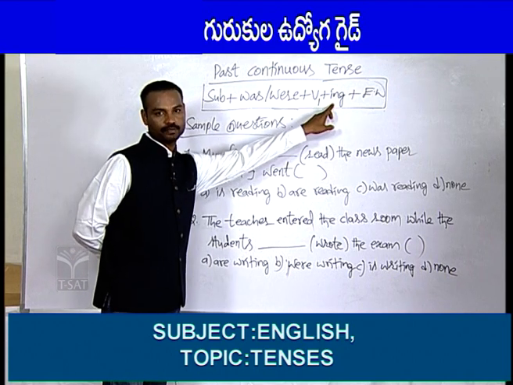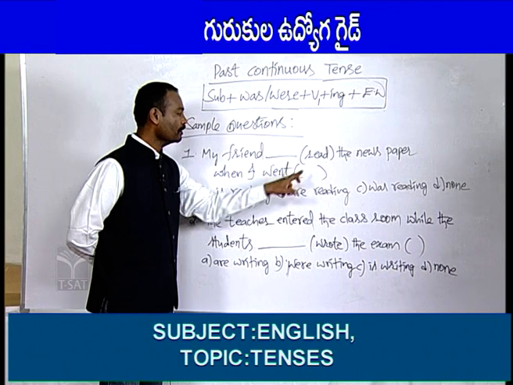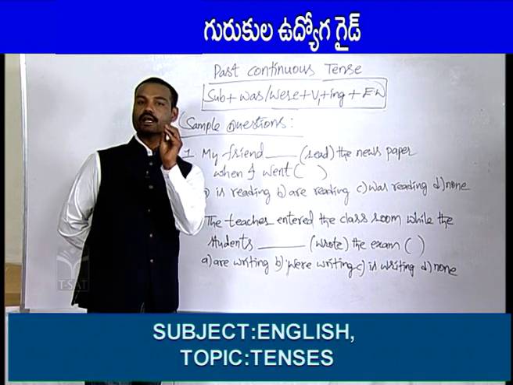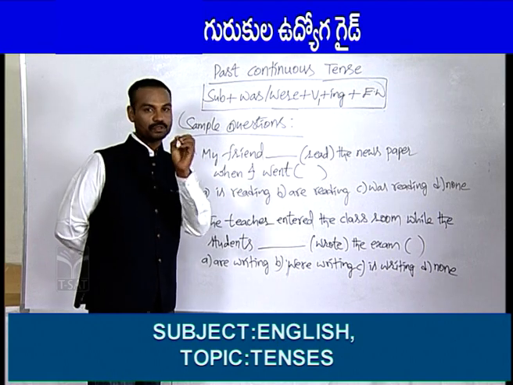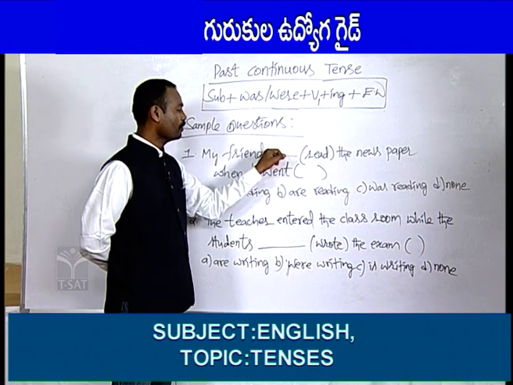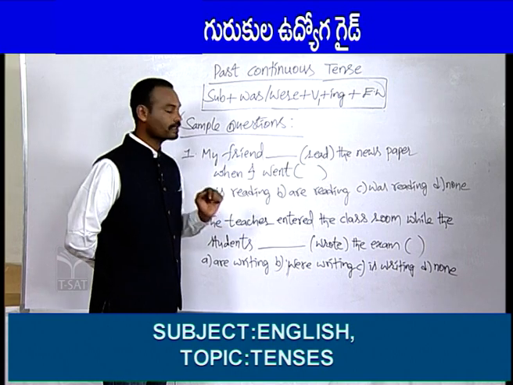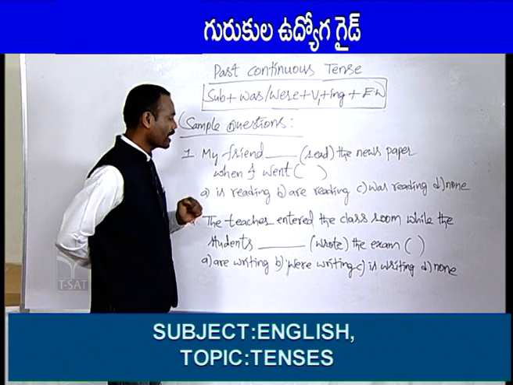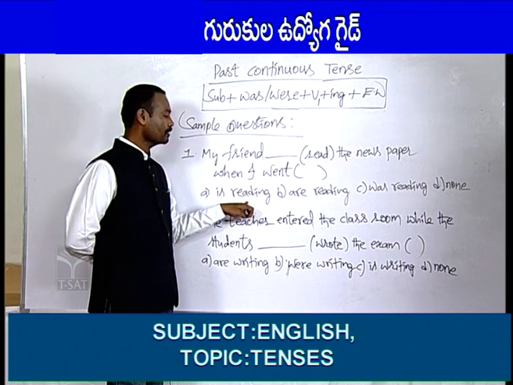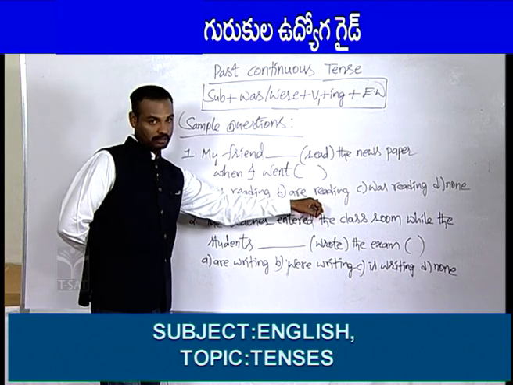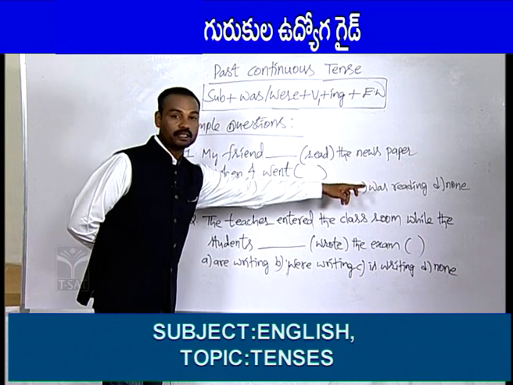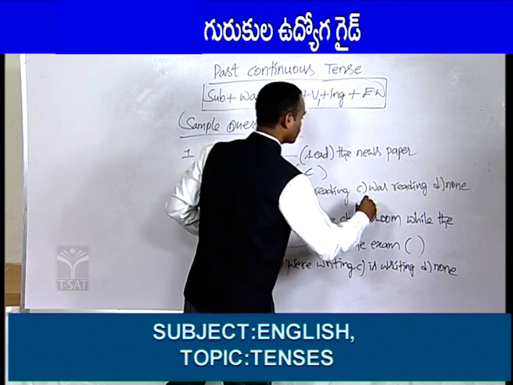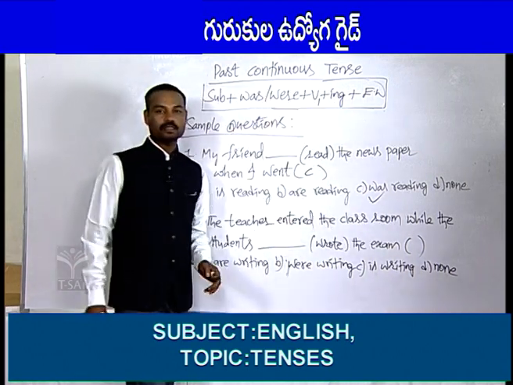Next, V1 plus ing form. So what is the verb? Under the bracket, one verb has been given here. Read is there. We should add the ing form to that verb. So reading. So it is was plus reading. Was reading is the answer. Okay, let's catch the answer. Was reading is our answer. Is reading, wrong answer. Are reading, wrong answer. Was reading, yes, that is the right answer. Was reading is the answer. So the answer is C. C is the answer.